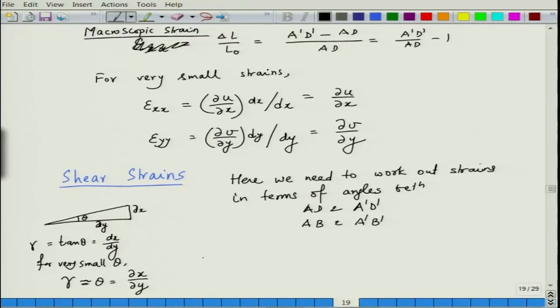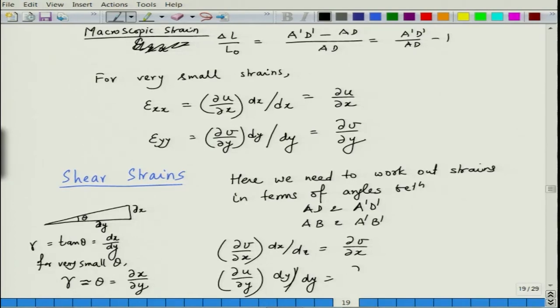So, if we now work out these strains, we can write the first one as del V by del X into dx divided by dx, this will be equal to del V by del X. And the second one will be del U by del Y into dy divided by dy, this will be equal to del u by del y, okay.